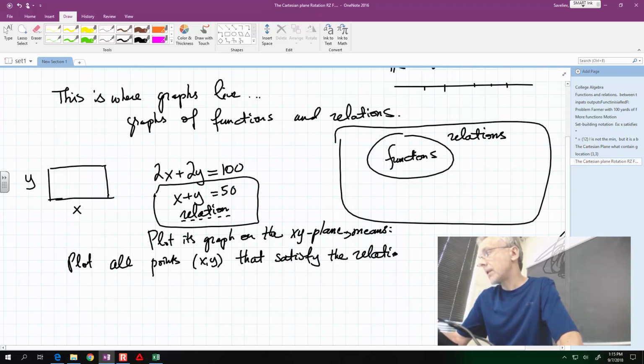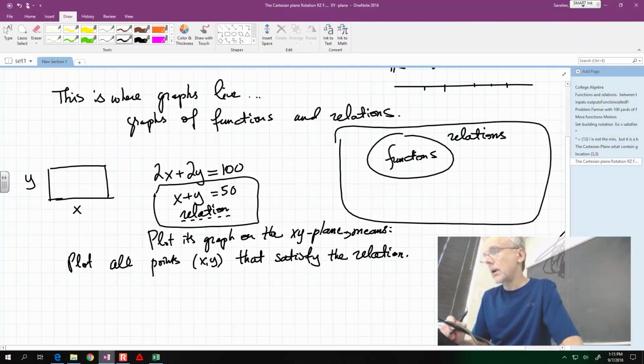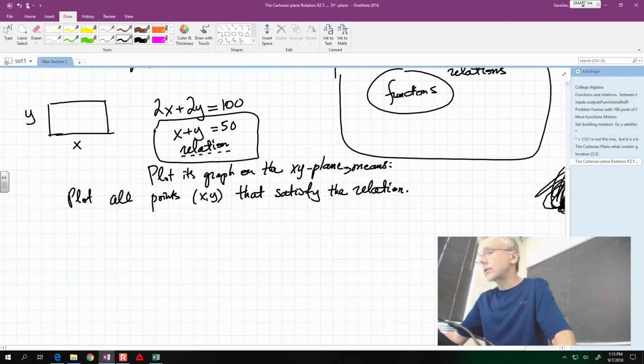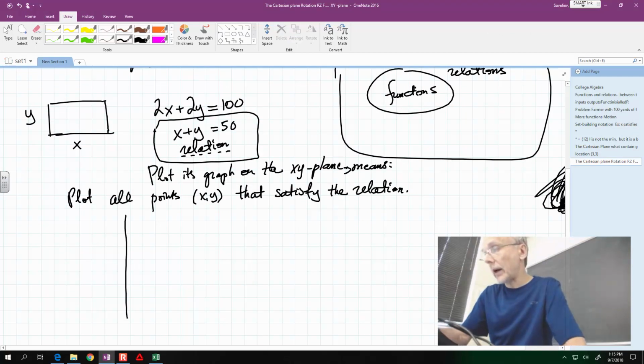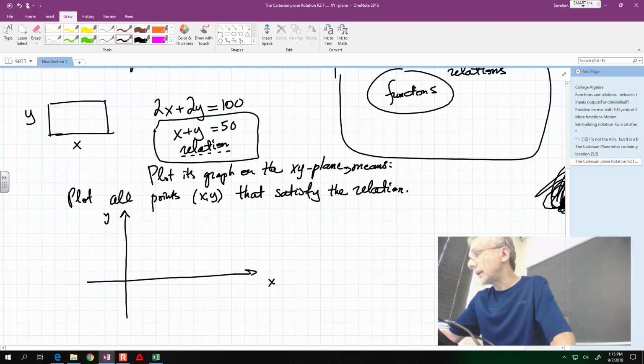That's exactly the way we did it over here, except now we'll just turn it upside down so it fits more into our way to present the XY plane. Okay, so I will plot it in that manner, like this. So x here, y there. The relation is x plus y is equal to 50. So how to plot it?